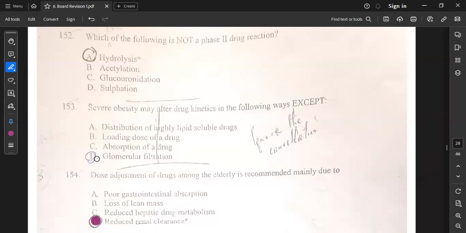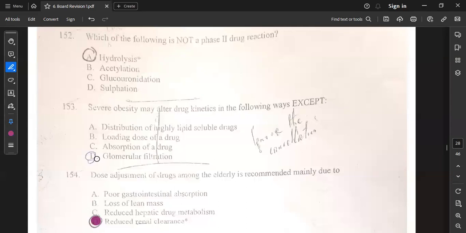Lydia Wesonga. Yes, please help us understand and choose a good option here. Severe obesity may alter drug kinetics in the following ways, except. So the effects of obesity: distribution of lipid, I'm sure options A and B are right.